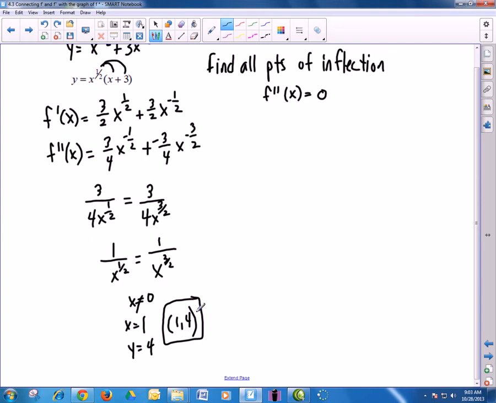Okay, so this is it for this video. We learned how to find the points of inflection, to find where the concavity is positive, negative, where it's concave up, where it's concave down, what that looks like graphically, what that looks like algebraically. And in the next video, we're going to use the second derivative test to determine if a point is a maximum or a minimum.